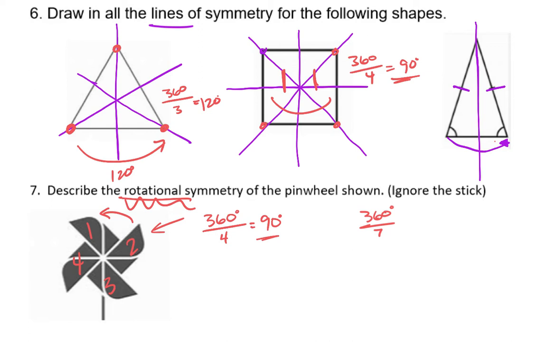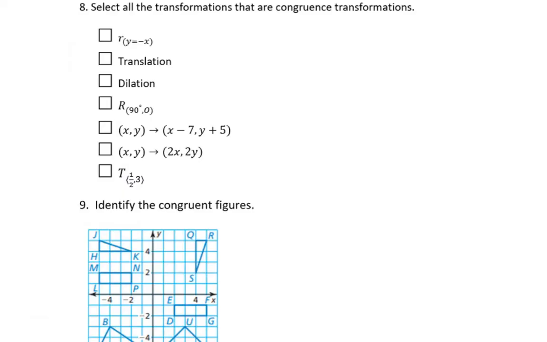And then this guy, because it only has 1 long side, it would have to rotate a whole 360 degrees to get back to itself. So we say that it does not have rotational symmetry. So if it's 360, that's not rotational. All right, let's move on.